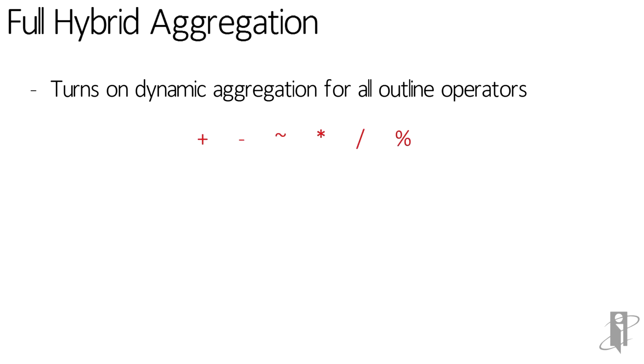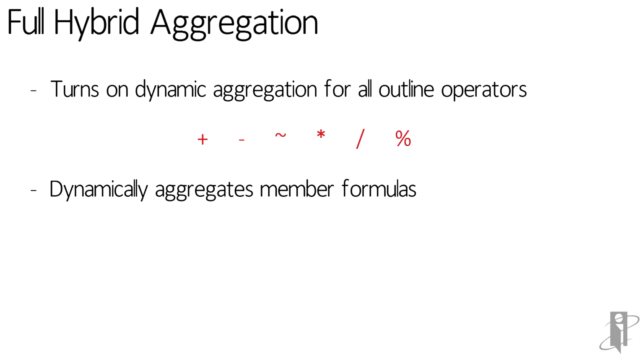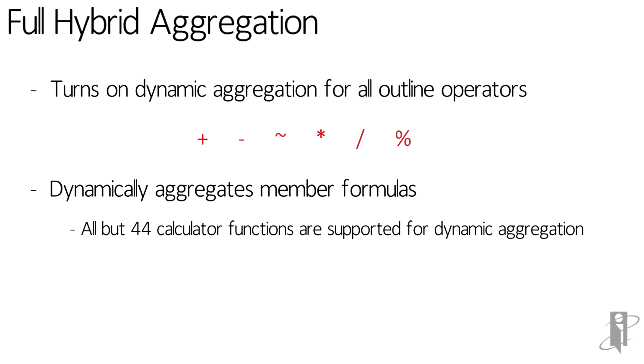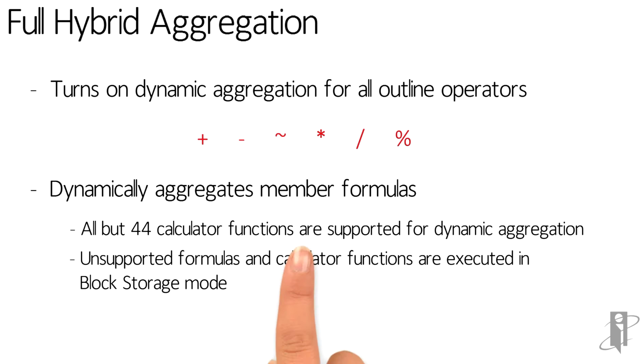The full hybrid aggregation command turns on dynamic aggregation for all outline operators: addition, subtraction, ignore, multiplication, division, and percentage. Full hybrid aggregation dynamically aggregates member formulas as well. All but 44 calculator functions are now supported for dynamic aggregation in version 11.1.2.4. Unsupported formulas and calculator functions are executed in block storage mode.